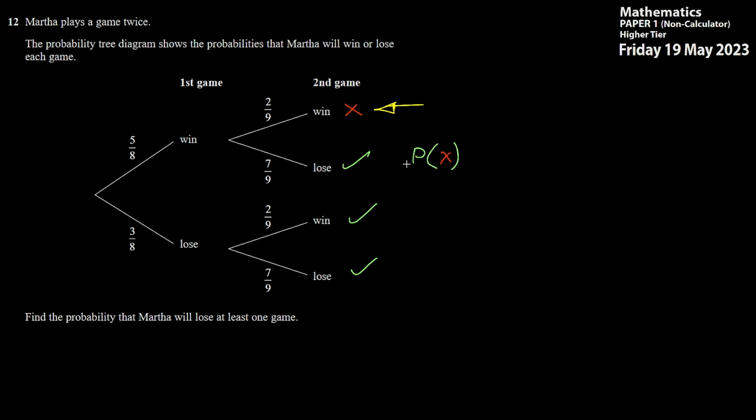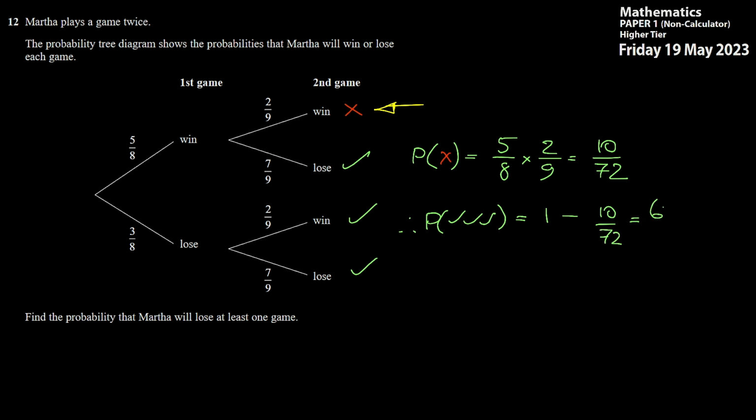Let me show you. So the probability of a win-win, which I've called x, is equal to 5/8 multiplied by 2/9, which is equal to 10/72. So therefore, the probability of tick, tick, tick is equal to 1 minus 10/72. And that is equal to 62/72, because this is 72/72. Take away 10, 62/72. So that's a really good shortcut way to get to the answer.